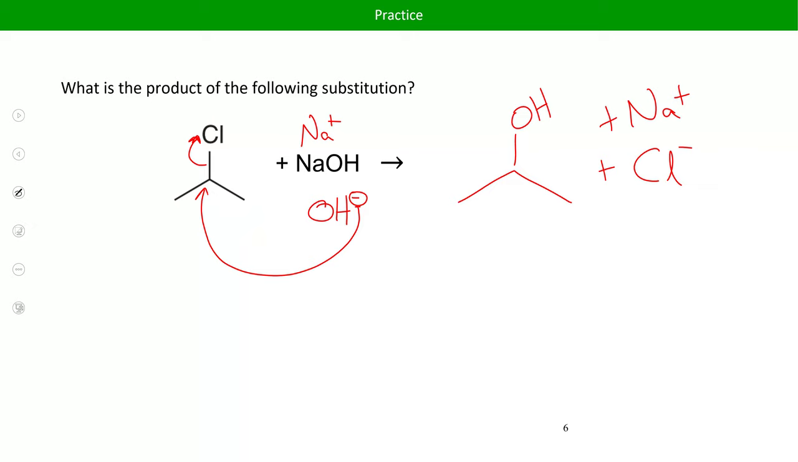When it's acting as a nucleophile, it's attacking a carbon. When it's acting as a base, it's attacking a proton, an H plus. It's accepting an H plus, yeah. Got it. Right, but they're very similar, right? In both cases, it's the negative charge going after the positive charge to kind of balance everything out, right? It's just, does it go for the carbon or does it go for the hydrogen?